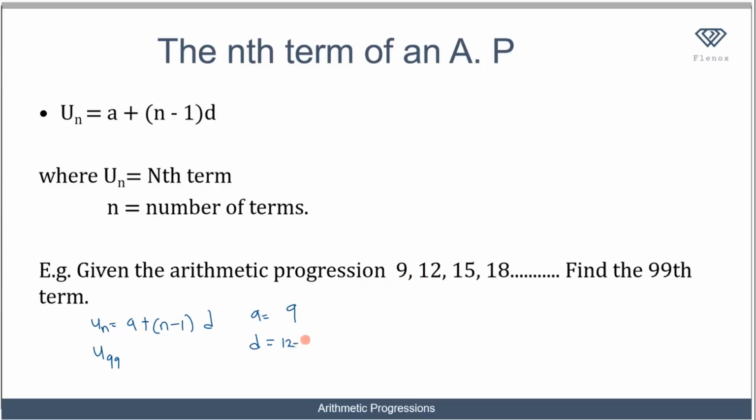Now our common difference D is gotten by finding the difference between two consecutive numbers. So you can either say 12 minus 9, or you can say 18 minus 15. Just make sure you subtract two consecutive numbers and the answer will be constant, and you get what? A 3. So my u99 will be equals to what?